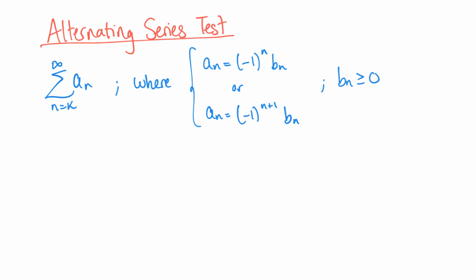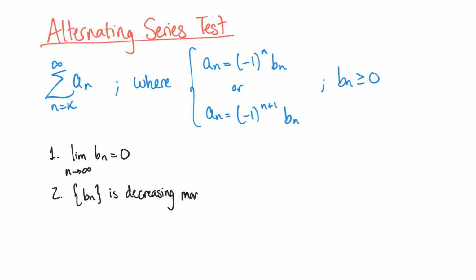And basically, what this test is going to tell us is that if we can prove that the limit when n approaches infinity of b sub n is equal to 0, and that the sequence b sub n is decreasing monotonically, then we can conclude that the series converges.